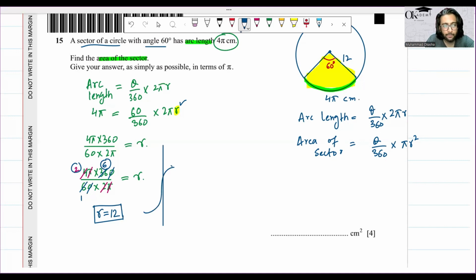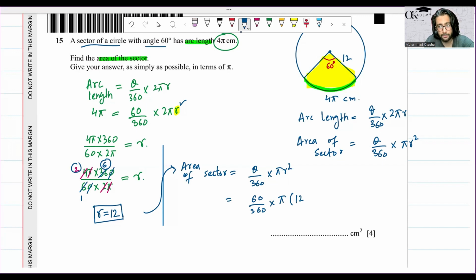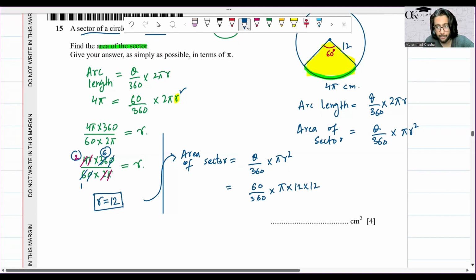Anyways, now the next thing we'll do is area of sector. So what's the area of a sector? Area of a sector is theta divided by 360 multiplied by pi r squared. And we know everything. We'll just put in the values. Theta is 60, that's the angle, divided by 360, and you multiply that by pi, and radius is 12. So we have radius squared, right? So I'll do 12 multiplied by 12. Remember, this is a non-calc paper.